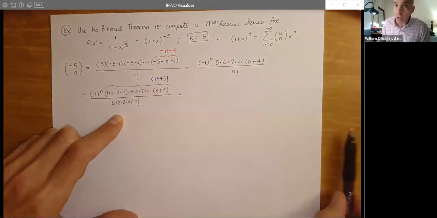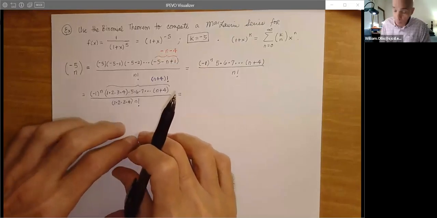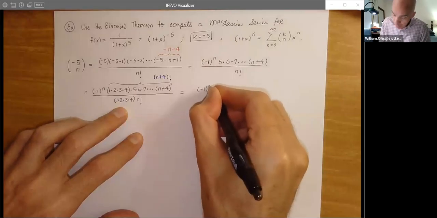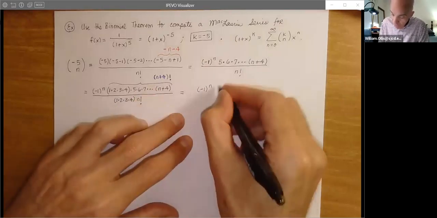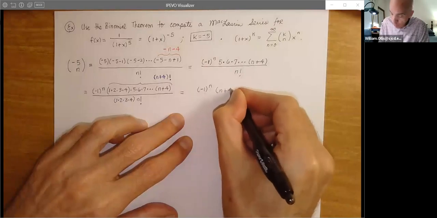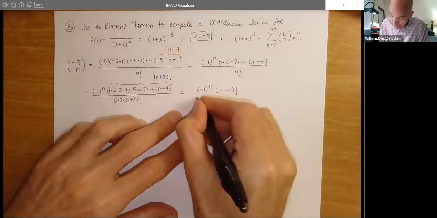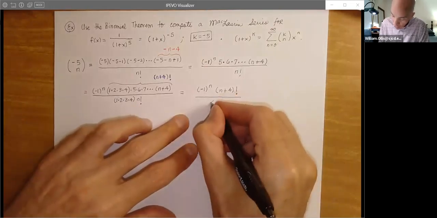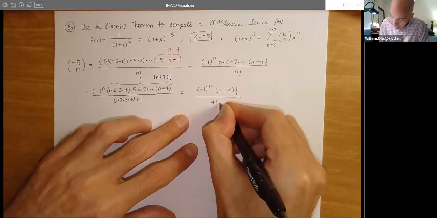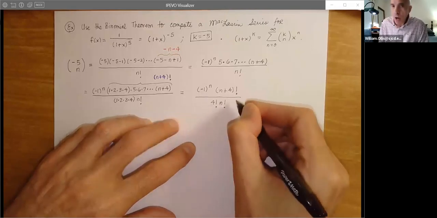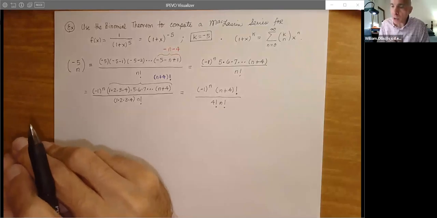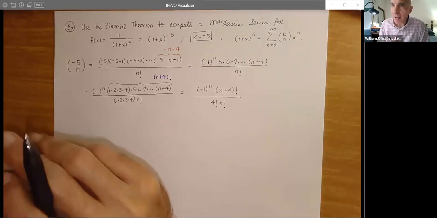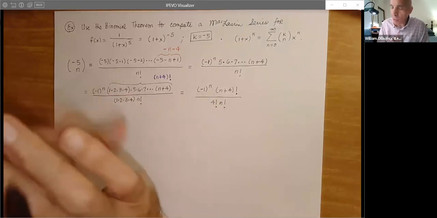And so now all of this can just be replaced with n plus 4 factorial by definition. So the added complication of the binomial coefficients makes the binomial series necessarily more complicated, but it's certainly doable. And so now we see that we have negative 1 to the n power, and then we have n plus 4 factorial. And then downstairs we have 4 factorial times n factorial.